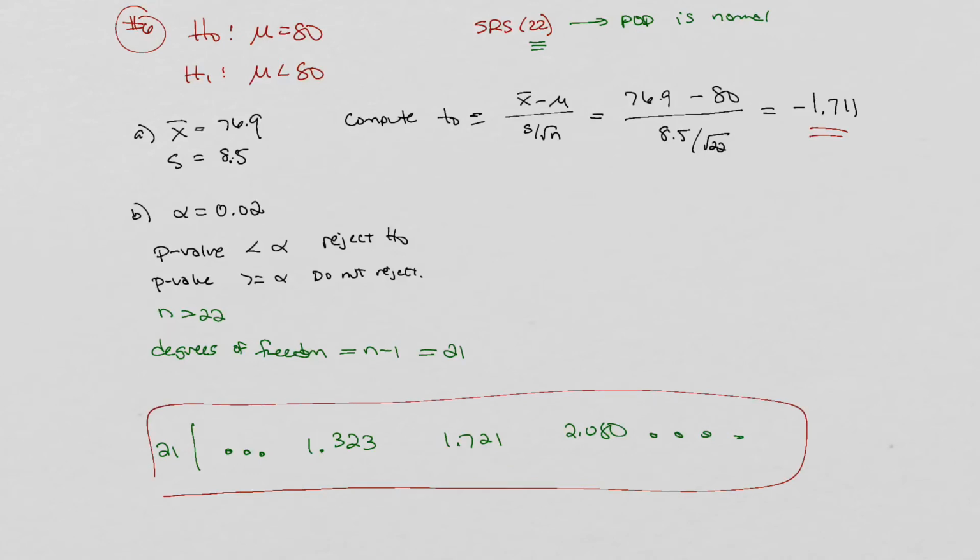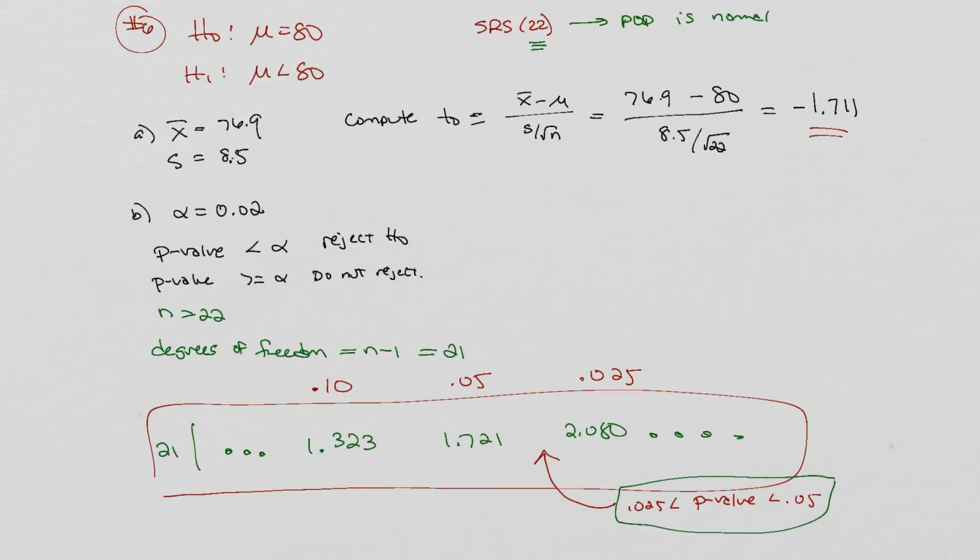If you go along the top row, this 1.323 gives a p-value of 0.10. This would be 0.05, and this would be 0.025. That 1.711 number falls between these two values right here. So the p-value that we're looking for is between 0.025 and 0.05. We don't get it exactly, but this is how we are estimating it. So that's what I know about the p-value.